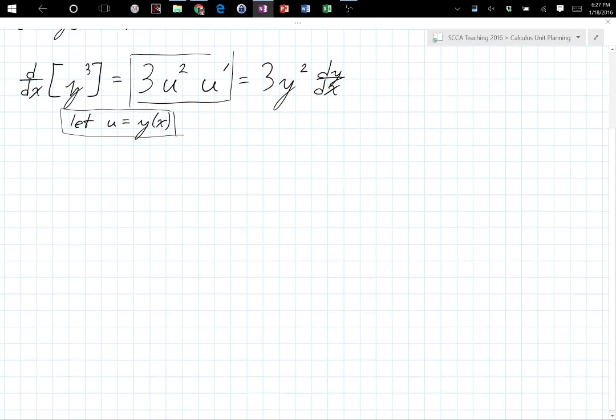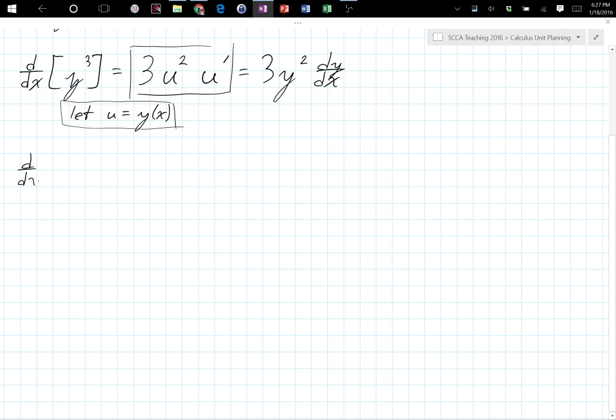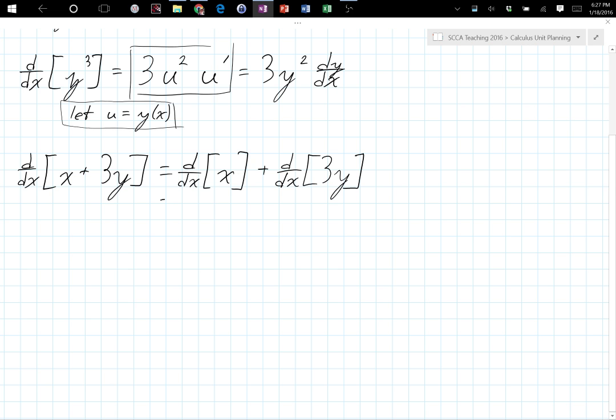So let's try something just ever so slightly more complicated. So now I'm going to mix it up. I have a function that is both in terms of the independent variable, the x, and the dependent variable, the y, and I'm still differentiating with respect to x. I can distribute the differentiation across the addition sign. So I get d dx of x plus d dx of 3y. And now derivative of x with respect to x is 1. Derivative of 3y with respect to x ends up being 3 dy dx. Okay, so that wasn't too bad.